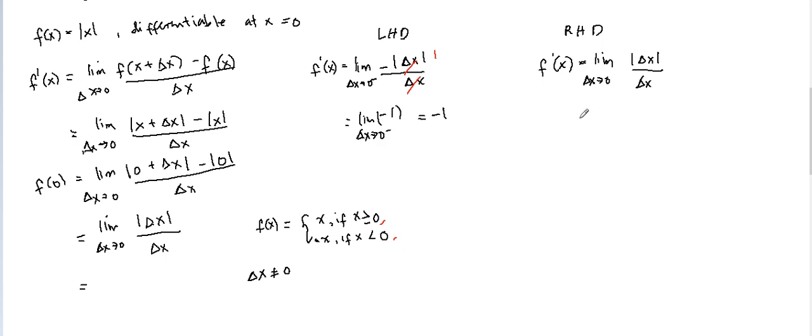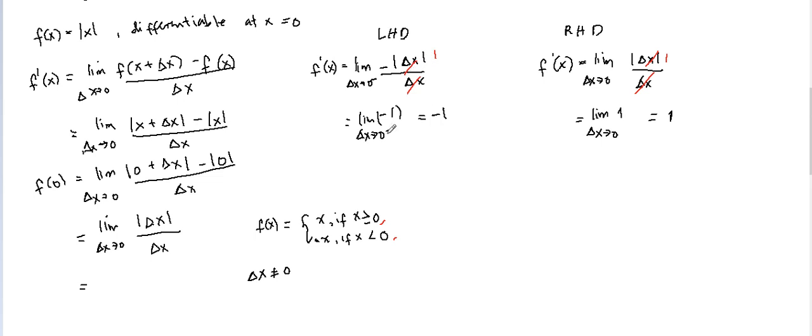Ang isa naman, we have the limit. Okay, we can cancel this. So that would equal to 1. That's why we have the limit 1 as delta x approaches to 0, which is equal to 1 kasi limit to ba constant na yan.